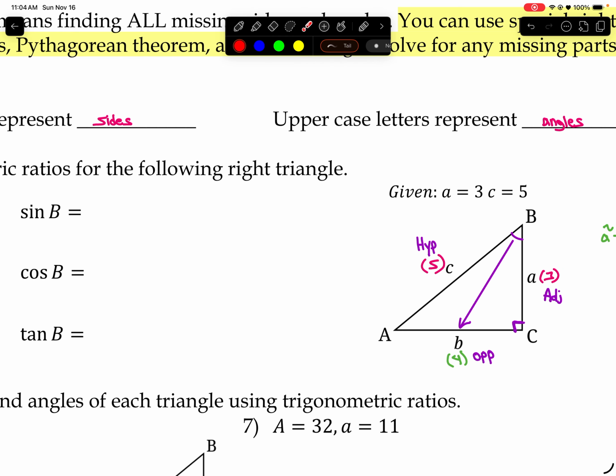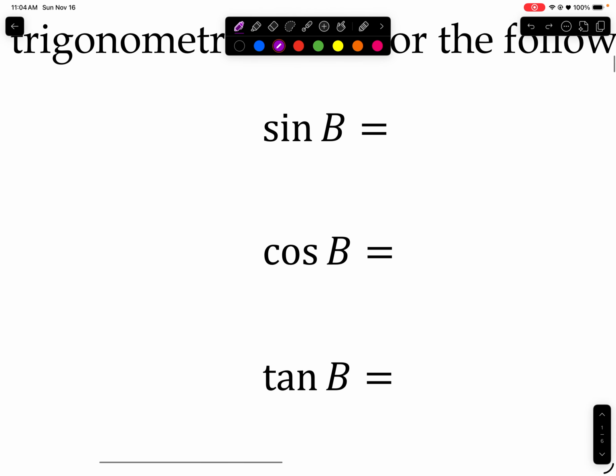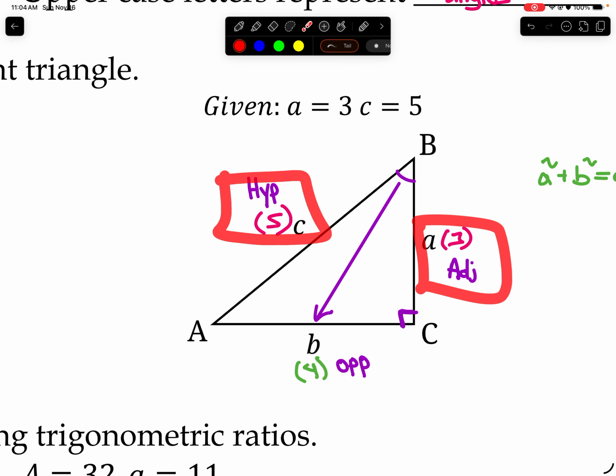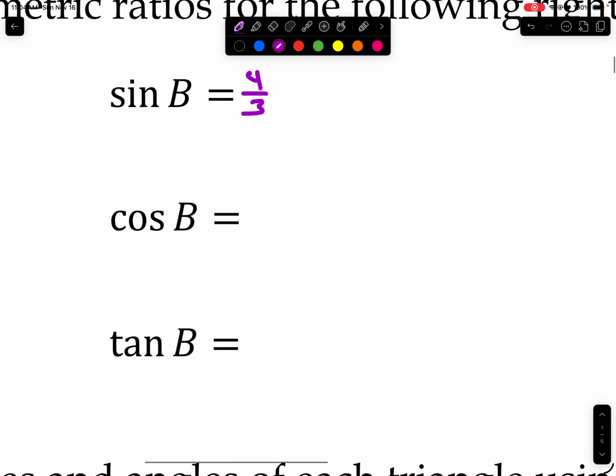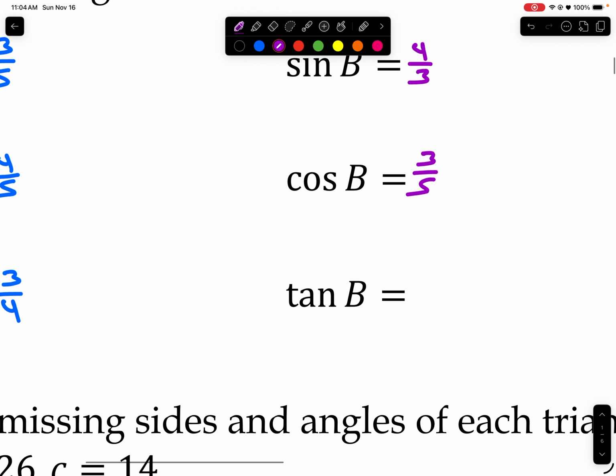So when I'm looking at sine of B, I want the opposite over the hypotenuse. So I want 4 over 5. And then if I want cosine of B, I want the adjacent over the hypotenuse. So the adjacent, which is 3, over the hypotenuse, which is 5. So 3/5. And then I want tangent of B. That's going to be your opposite over adjacent, which is 4/3.